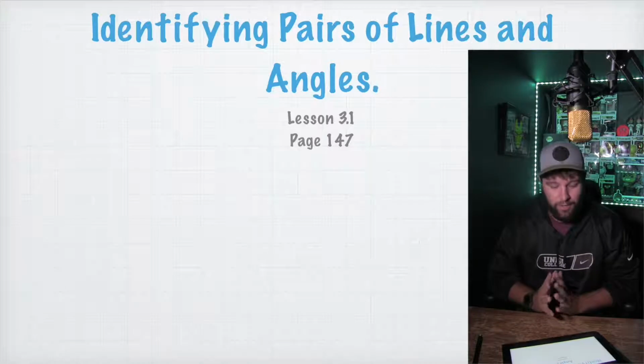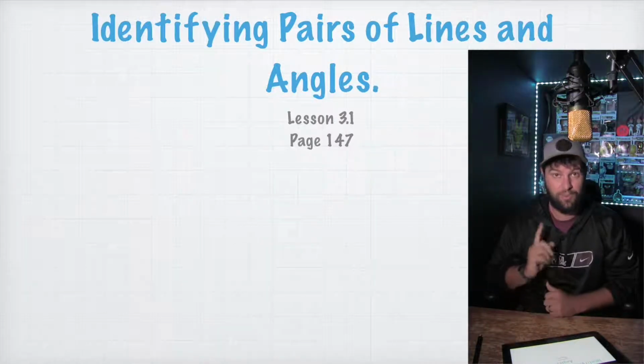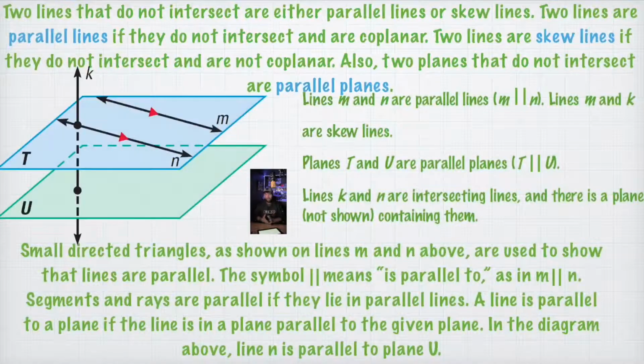Alright guys, so today we're going to be learning how to identify pairs of lines and angles. This is lesson 3.1, page 147. So, this first slide has a lot of information on it, so I'm going to try and break it down as best as I can.